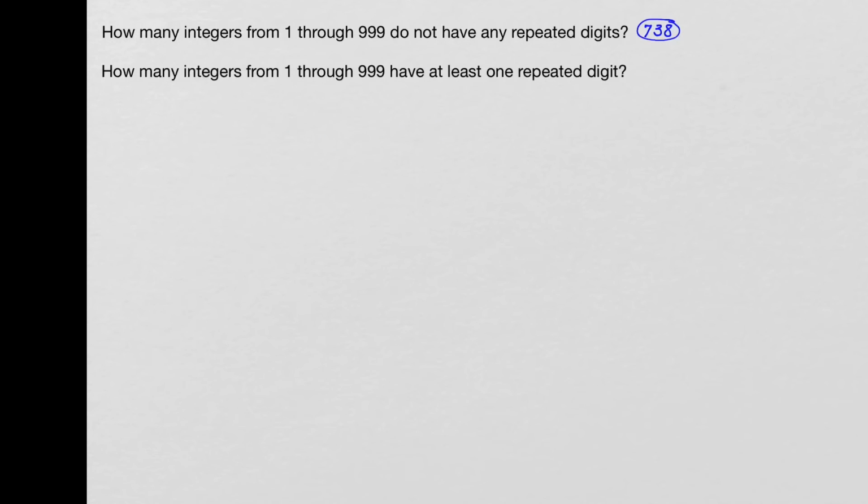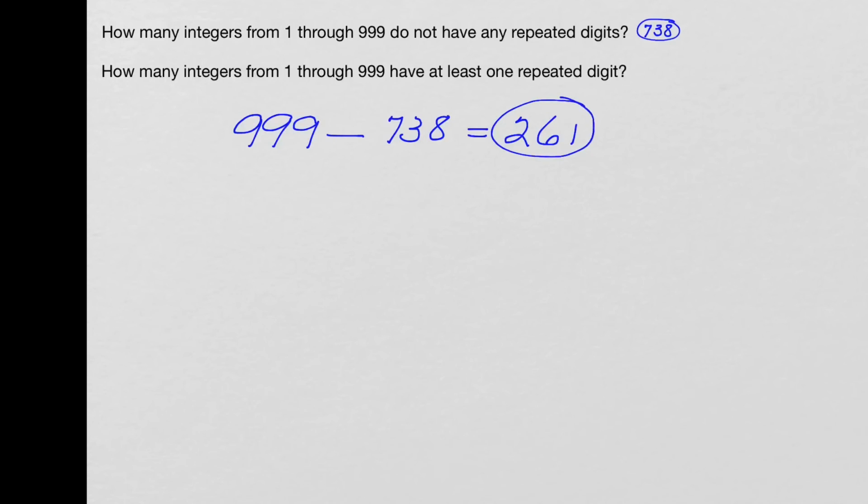Now, when I look at the next question, we've got how many integers from 1 through 999 have at least one repeated digit. So that's the exact opposite of not having any. So what I'll do is take the 999 integers, because 1 through 999, that's how many integers there are, and take away the 738 that we just calculated. And that leaves me with 261. So that's my answer for this. How many have at least one repeated digit?